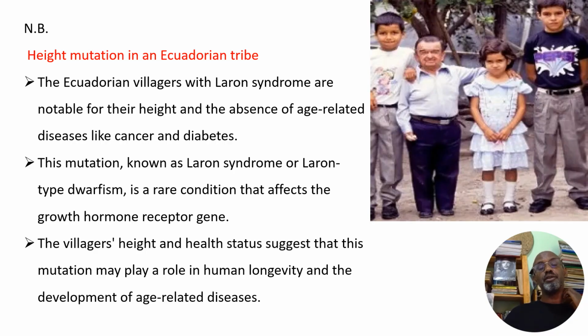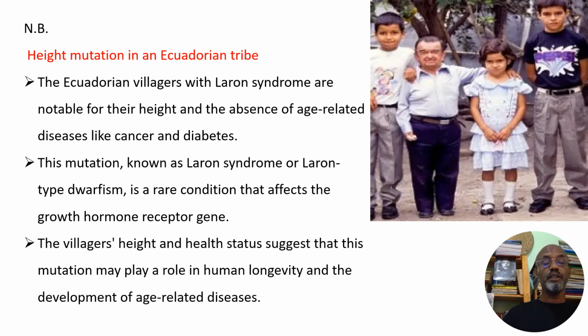The Ecuadorian village with Laron syndrome, they call it this dwarfing mutation, are notable for their short height and the absence of age-related diseases like cancer. Of course, their height is very dwarf, but because of this mutation they don't have the problem of cancer, type 1 diabetes, or age-related diseases. They live a longer lifespan with no problem of diabetes and cancer at late age.